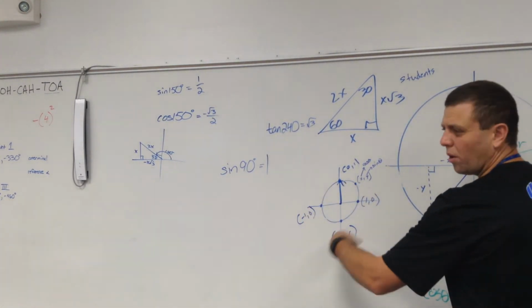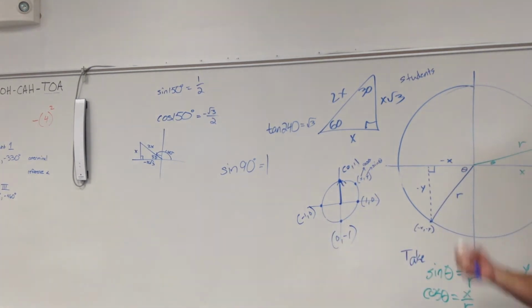I really just like the coordinates myself. I just remember that cosine is my x, sine is my y, and tangent is my y over my x. Okay, I just kind of remember those things.